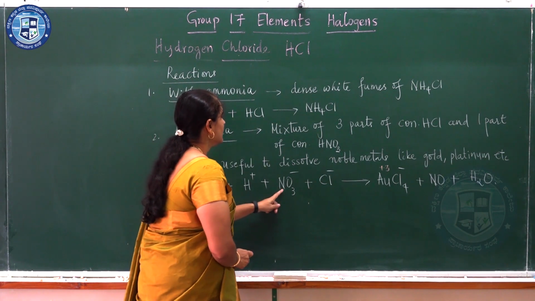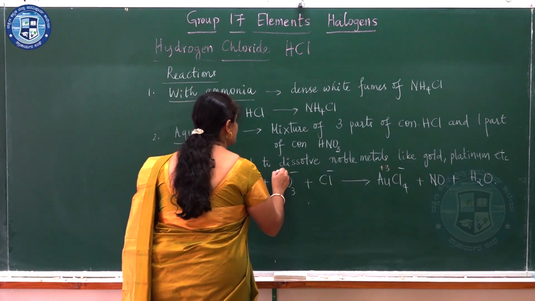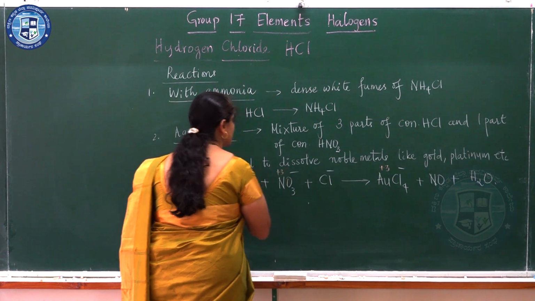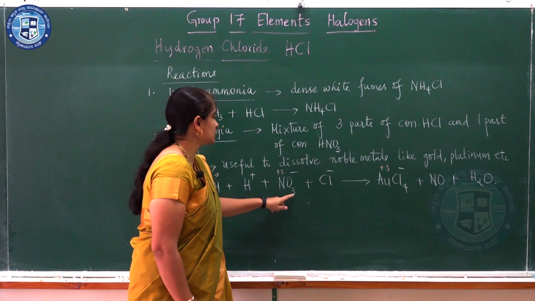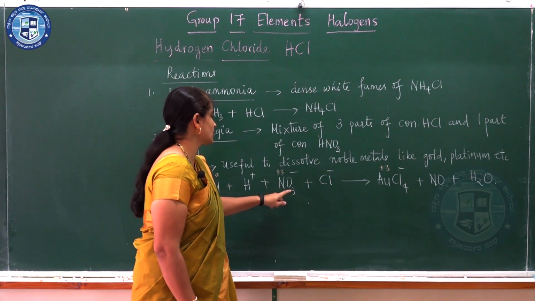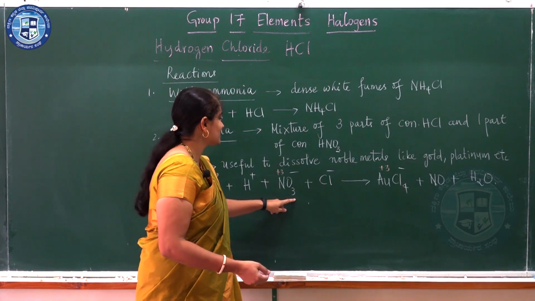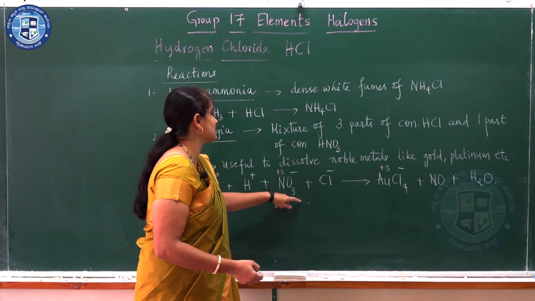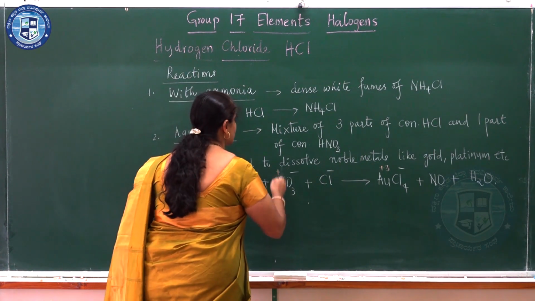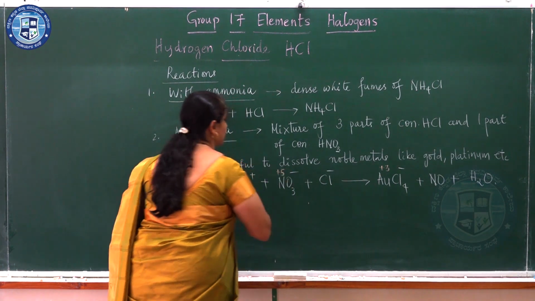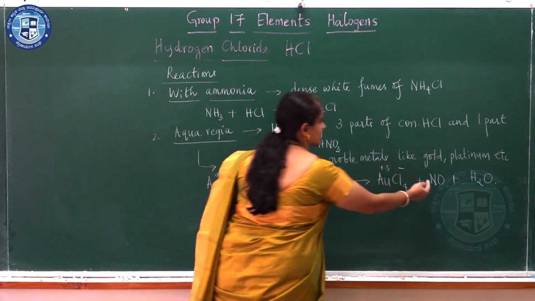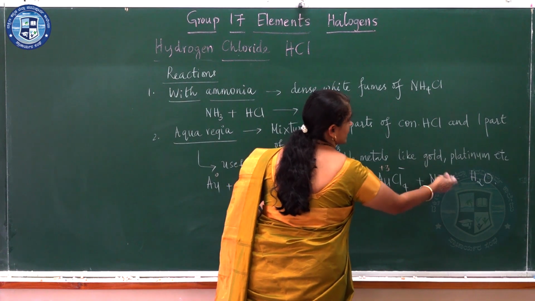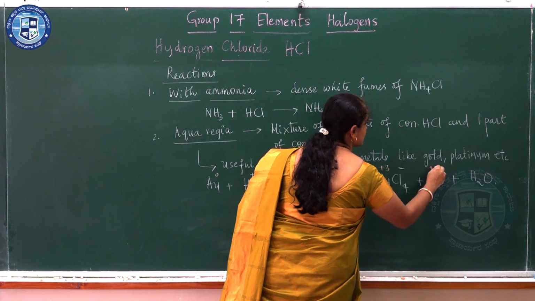Now, one more change is this one. In the case of NO3 minus nitrogen, see here, oxygen always minus 2. So, 3 into minus 2 is minus 6. So, I have x minus 6 is equal to minus 1, and hence the oxidation number will be plus 5. Sorry, I said it as 3, sorry, plus 5. Now, in NO, oxygen is minus 2, and hence nitrogen is plus 2.